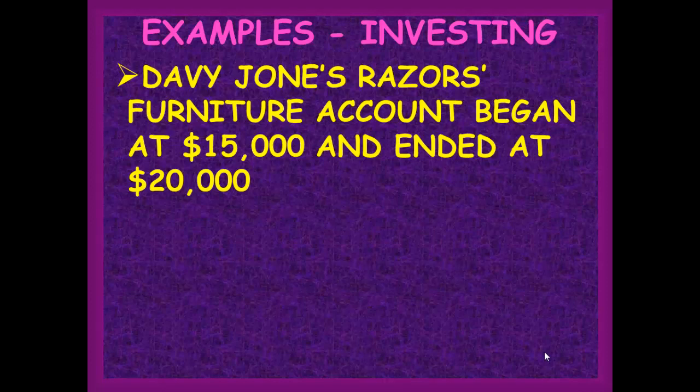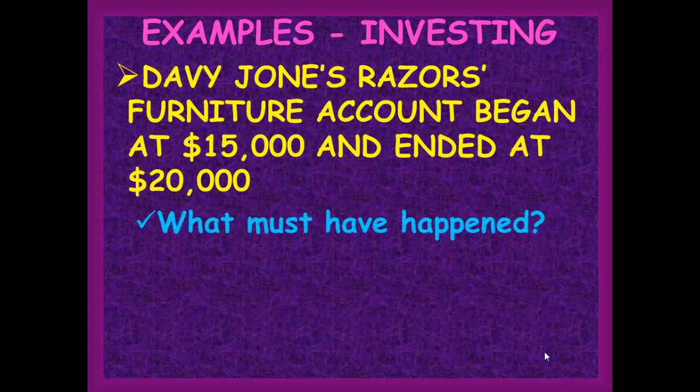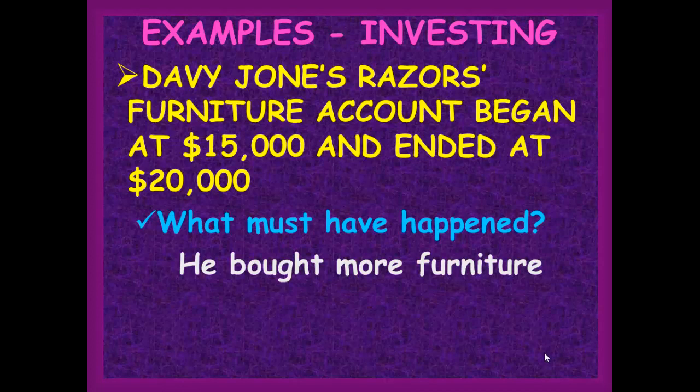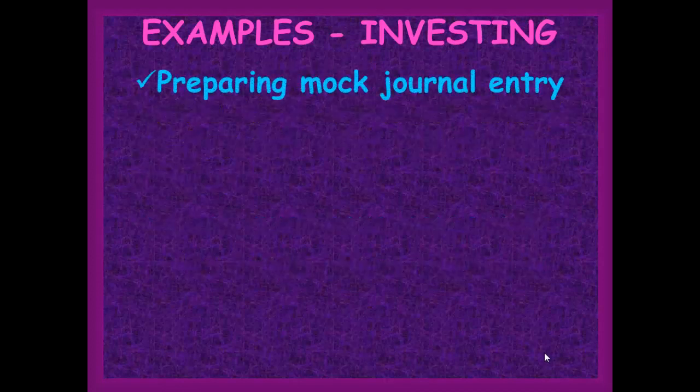We're going to do some examples here. First off, I'm going to let David Jones have a razor company. David Jones Razors, their furniture account began at $15,000 and ended at $20,000. So last year we had $15,000 at the end of the year. This year we have $20,000 at the end of the year. What must have happened to make my furniture account go up? I must have bought more furniture. And I've got a place for you just to write there. Because again, we need to think about the transactions that underlie these numbers we're looking at.